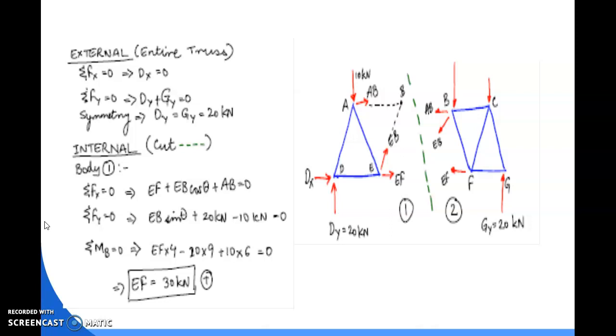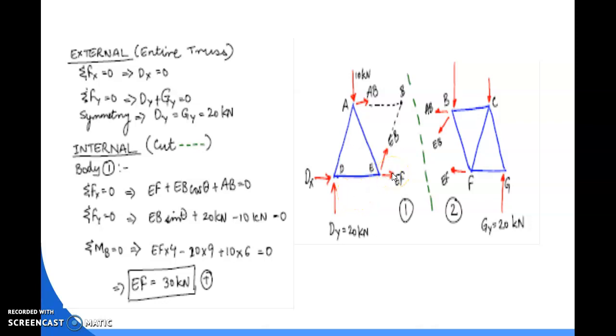So we completed the external analysis of this truss with the help of the method of section, and now we will do the internal analysis. For the calculation of the internal analysis, we have three equilibrium equations: summation of Fx equal to 0, summation of Fy equal to 0, and summation of moment equal to 0. First of all, according to the cut section, we consider the first part of the truss.